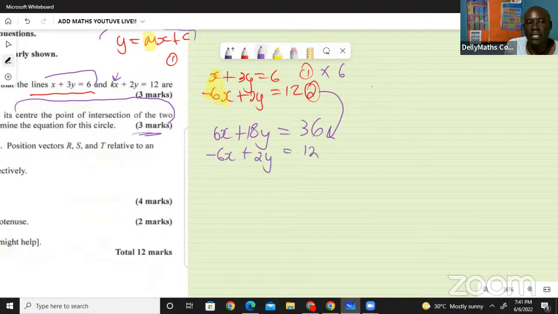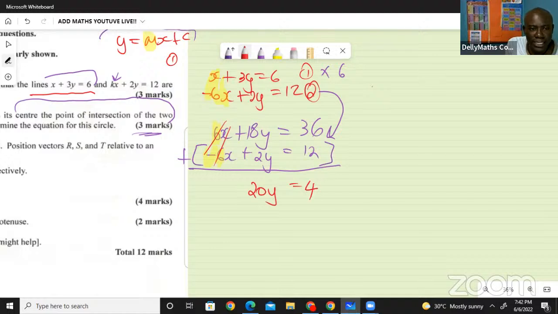I'm going to add, because as you can see, I have a positive 6x and a negative 6x. If I add these two equations, some people draw the line, anything you want to do. Negative 6x plus 6x becomes 0, so I'm not going to write that. 18y and 2y give me 20y. 36 and 12 give me 48. So 48, divide both sides by 20. y is equal to 48 over 20.